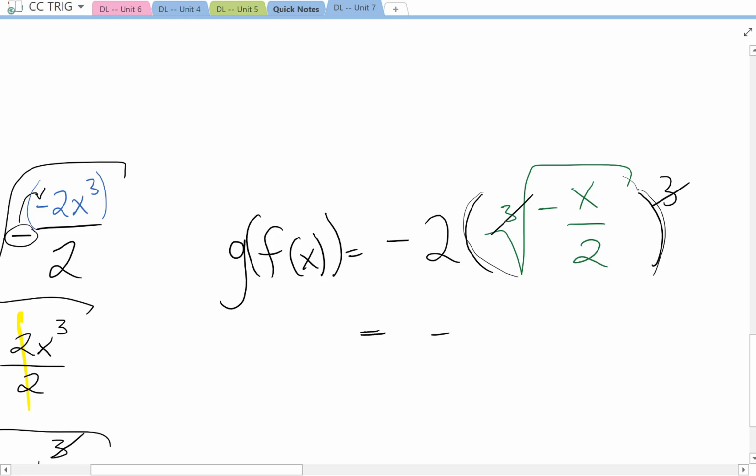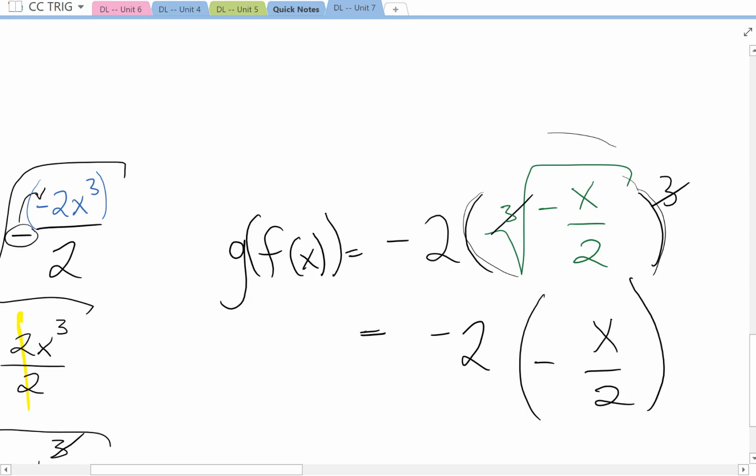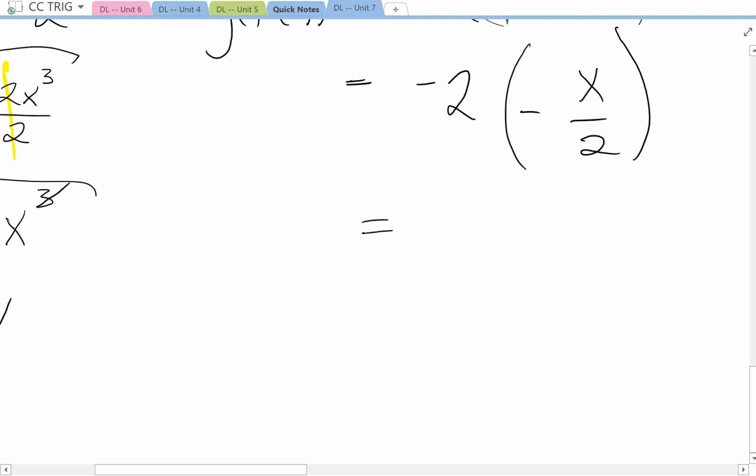Yay! You still have negative 2 being multiplied by everything inside of here, though, after the cubes and cube roots have been crossed off. So make sure you leave that in parentheses, negative x over 2. Negative times negative is a positive, 2 over 2 is 1, and you end up with positive x. Yes, these are also inverse functions.